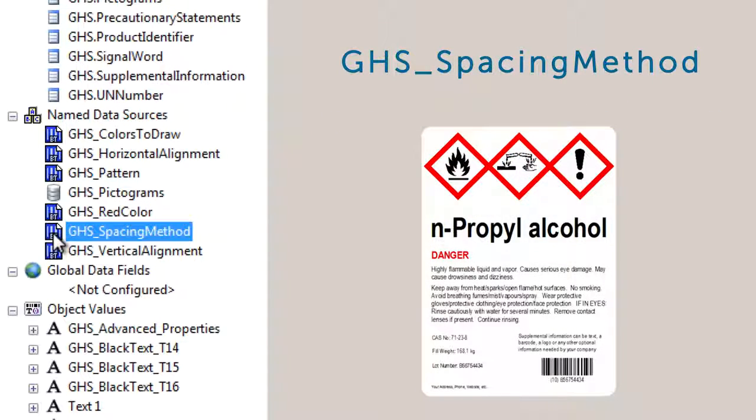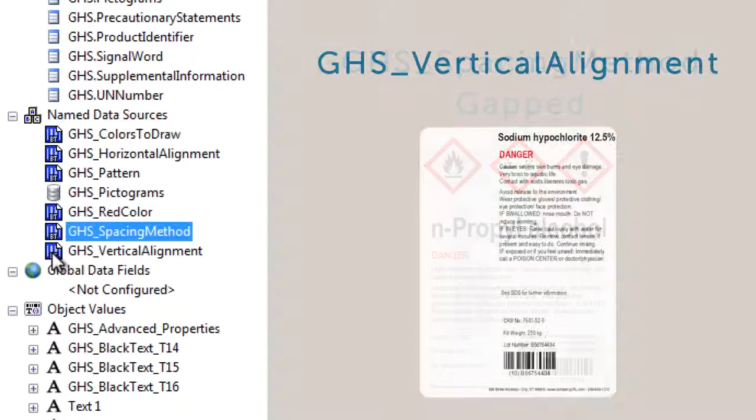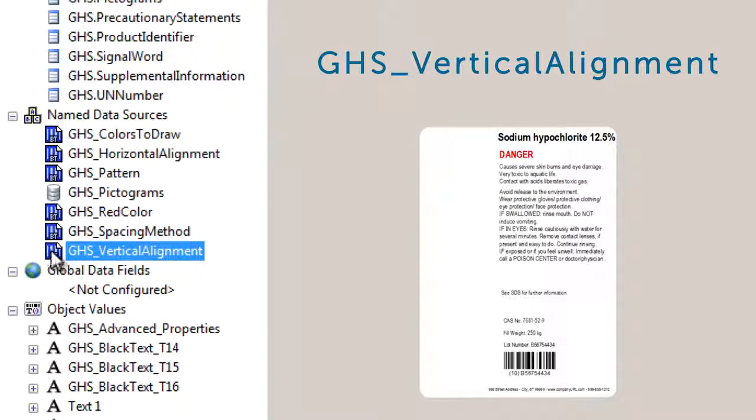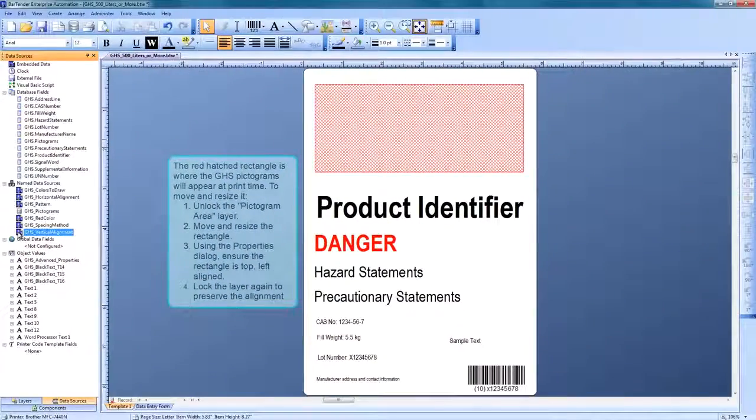The GHS spacing method determines how the pictograms will be spaced. Overlapping overlaps the borders of the pictograms. Touching lines the borders up edge to edge, and gapped leaves a blank space between the pictogram borders. Finally, the GHS vertical alignment allows you to align the pictograms at the top, bottom, or center of the pictogram space. Now you have all the tools you need to customize your own GHS label.